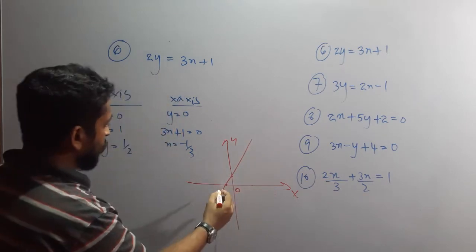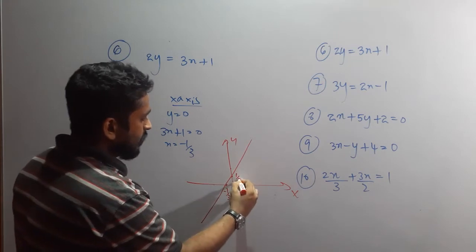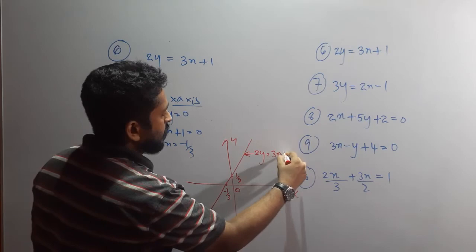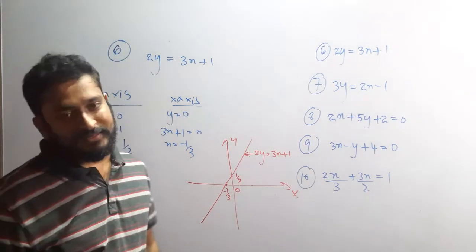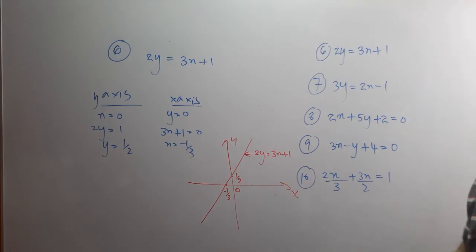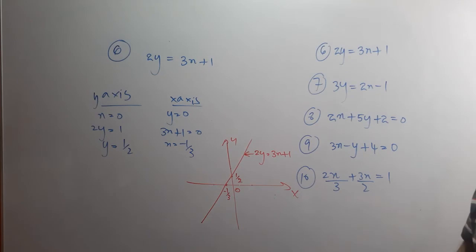This is 0. This is minus 1 by 3. This is half. This is 2y equals 3x plus 1. Who got this correct? Great.